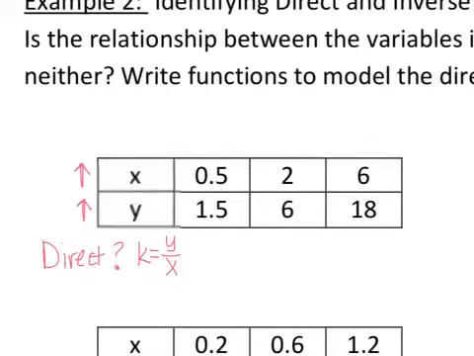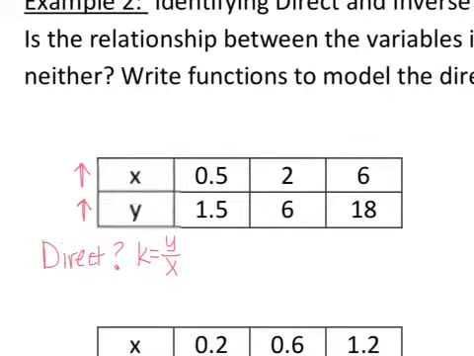We're going to use this formula and figure out k for each of these points. And if all the k's are equal, then this is, in fact, a direct variation. So what is 0.15 divided by 0.5? 3. What is 6 divided by 2? And 18 divided by 6? 3. So they're all the same, right? So yes, this is direct.